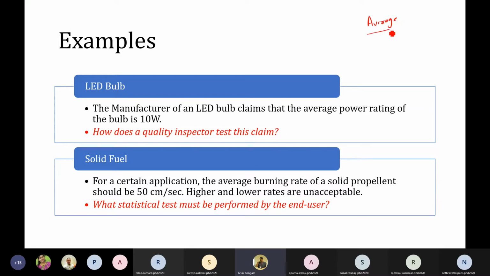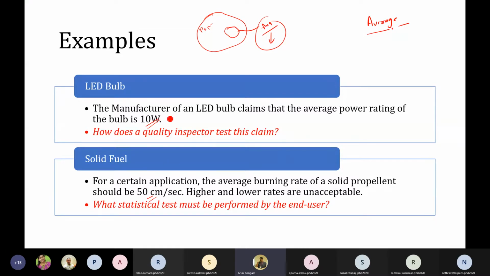This also we discussed. Here, if we have a population, we select a particular sample, say a few samples out of the total available or total manufactured parts. Then we find the average and check whether this average we have found matches with the claim or not.